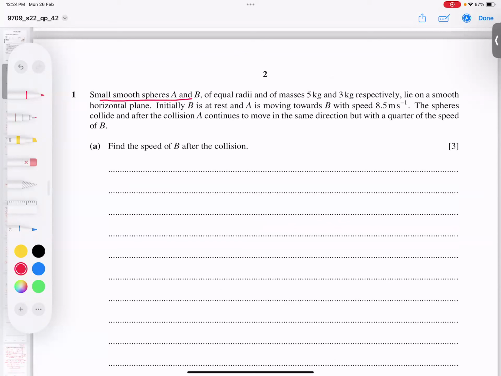Smooth spheres A and B of equal radii and masses 5 and 3. So let's try to do it. First of all, he said equal radii, so it means the radii are the same. And the best way of doing it is reading and writing. You can write directly on diagrams, or write separately, no problem. A particle 5 kilograms.